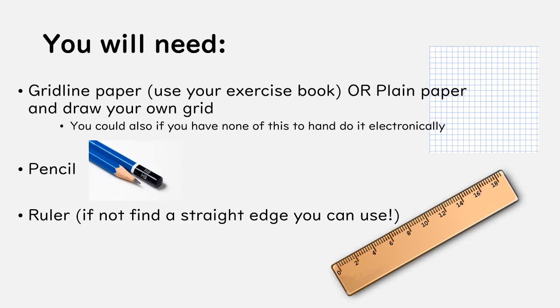So in order to do the task, we need grid line paper, so use your exercise book, or you can use plain paper and draw your own grid. If you haven't got access to either of those, you can maybe use your computer to have squared paper and use it electronically, so just be creative. You'll need a pencil, potentially some colours if you want, and a ruler. If you haven't got a ruler, try and find something around the house where you can draw straight lines, so maybe a table mat or a calendar or something like that.